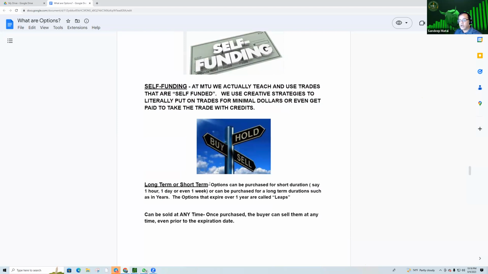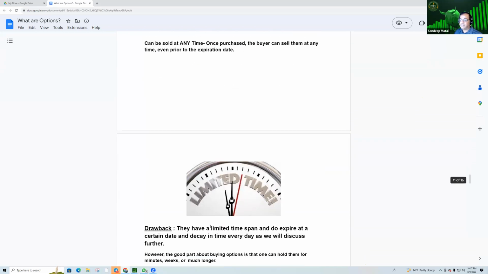And then long or short term is another good part about options. You can purchase them for an hour, a minute, a day, a week, or you can do them for years, and they're called LEAPS, the ones that are further out in time. So that's a great thing, that you can do it for a long time. And again, they can be sold at any time. Once you purchase them, you can sell them anytime, even prior to the expiration date.